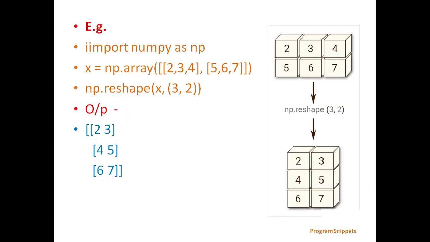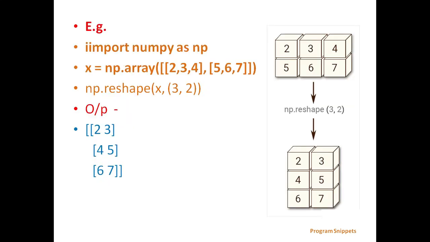For example, here we have defined the array with these elements, and if we use np.reshape with x, 3, 2, it will generate the output as 2, 3, 4, 5, 6, 7. That is, here the array is defined with 2 rows and 3 columns. When we reshape it as 3, 2, it will generate an array with 2 columns and 3 rows.